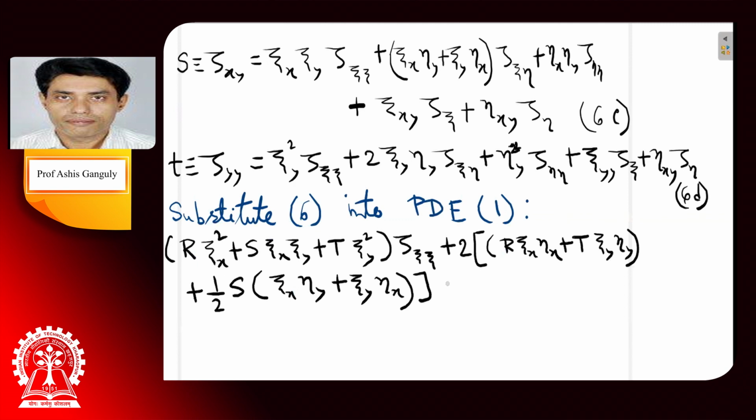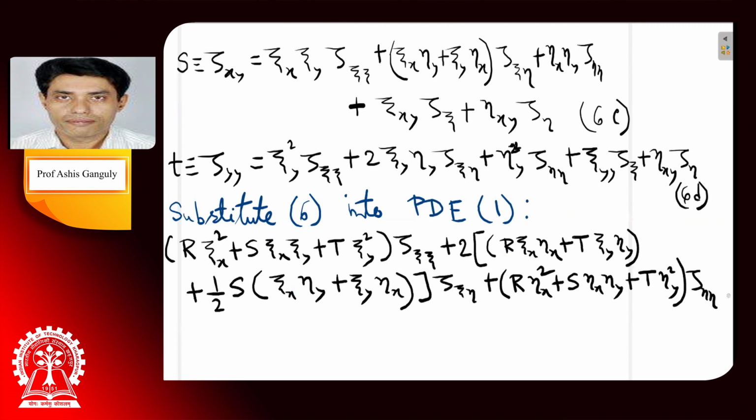These full terms are coefficients of zeta xi eta plus we will have r eta x square plus s eta x eta y plus t eta y square times zeta xi eta, and 2 first order terms will come from second order terms.